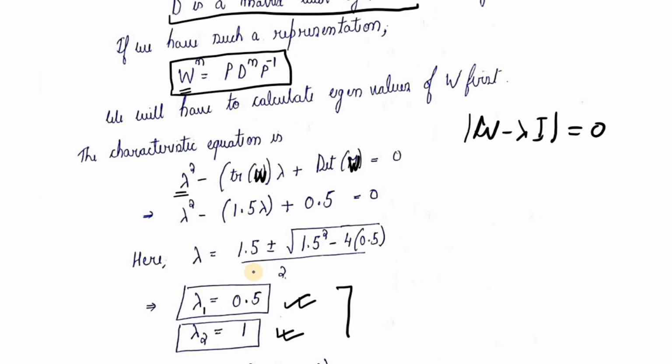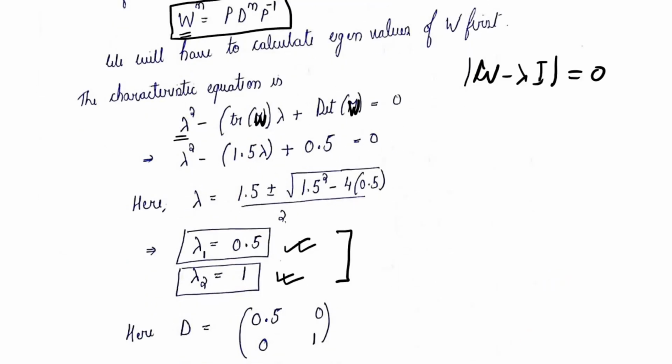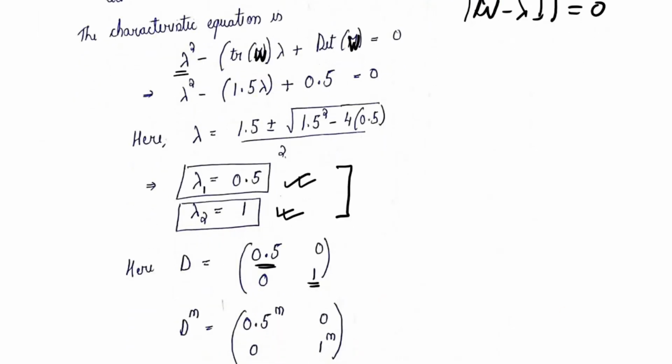So I get these two as eigenvalues, and consequently our matrix D looks like this. The first eigenvalue is placed over here, the second eigenvalue is placed over here, and the rest, because it's a diagonal matrix, are 0. Now let's power D raised to n. So we get 0.5 raised to n, 0, 0, 1 raised to n. Now 1 raised to 100, or anything, will remain as 1.